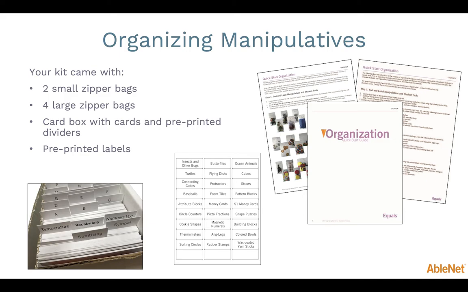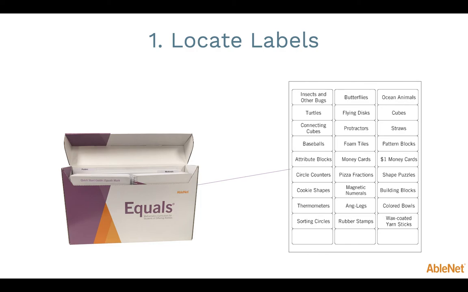Your organizational materials include 3 small zipper bags, 4 large zipper bags, a card box with pre-printed dividers and cards inside, and pre-printed labels for the zipper bags and the manipulatives. Prior to organizing your curricular and manipulative kit materials, you may want to read through the entirety of the organizational document. The organizational guide has step-by-step directions as to how to organize the manipulatives and cards within a math area in your classroom. Step 1 to organizing is to open your content kit box, look behind the Quick Start Guide, and remove the page of labels.